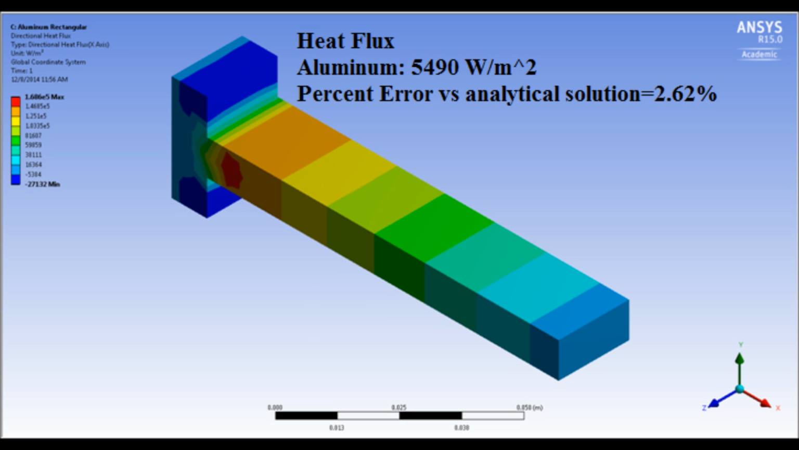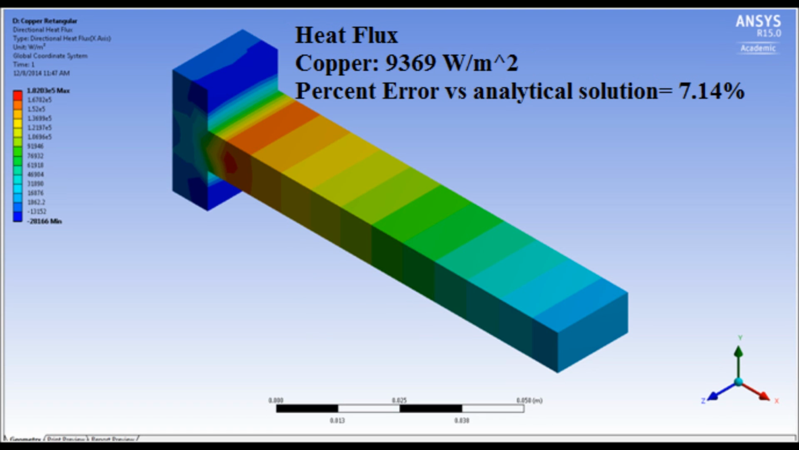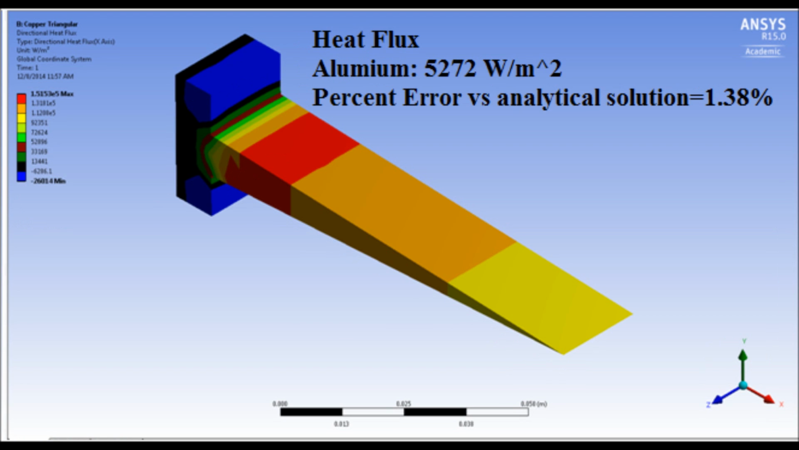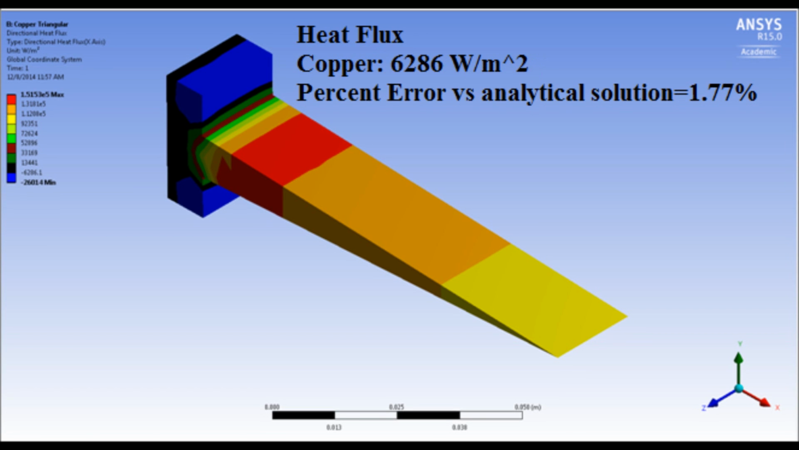For the aluminum rectangular fin, we had a percent error of 2.62%, and for the copper rectangular fin, we had a percent error of 7.14%. Our percent error for our aluminum triangular fin was found to be 1.38%, and our percent error for our copper triangular fin was found to be 1.77%.